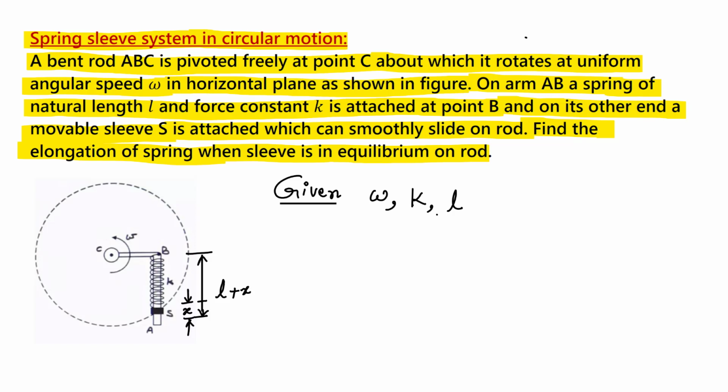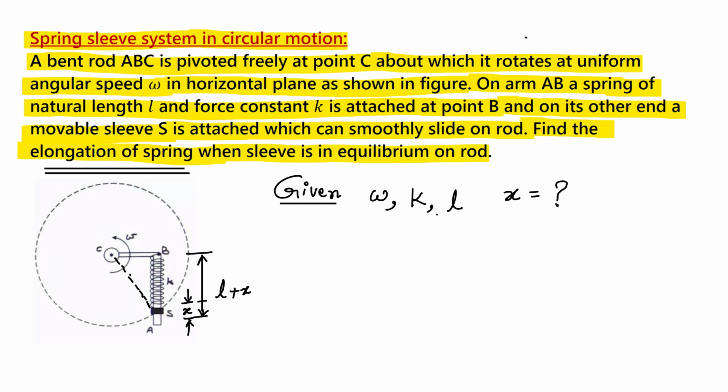So how will you solve this problem? You have to find this x. What is x? That is, the elongation. Find the elongation in the spring. You understand why there is elongation? Because this sleeve is trying to rotate along this circle, and then there is a tendency for this sleeve to move out, and that's why there will be an elongation in the spring.